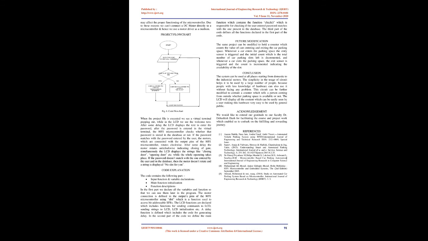Conclusion. The system can be used at all places, starting from domestic to the industrial sectors. The simplicity in the usage of the circuit helps it to be used by a large number of people, because people with less knowledge of hardware can also use it without facing any problem. This circuit can be further modified to contain a counter which tells a person coming from outside whether parking space is available or not. The LCD will display all the content which can be easily seen by a user, making this hardware very easy to be used by the general public.